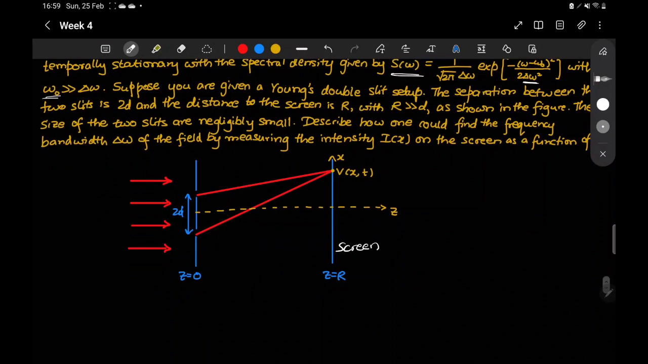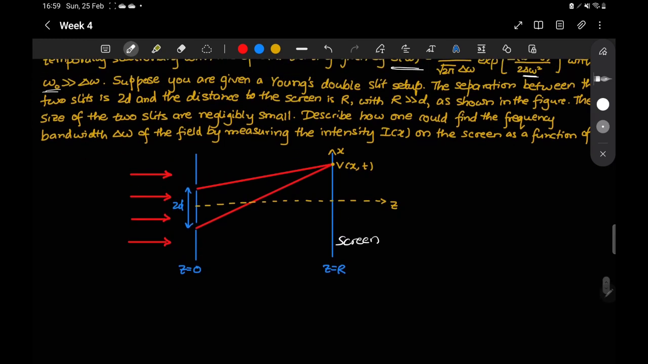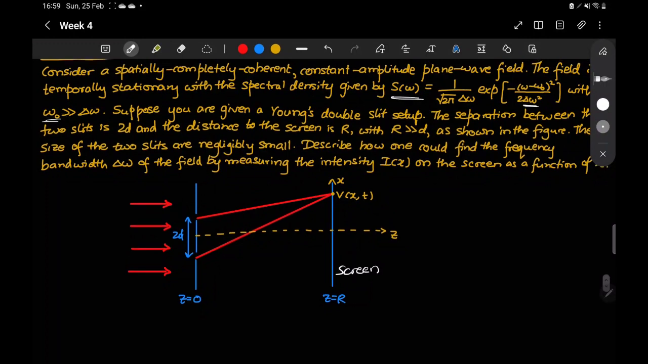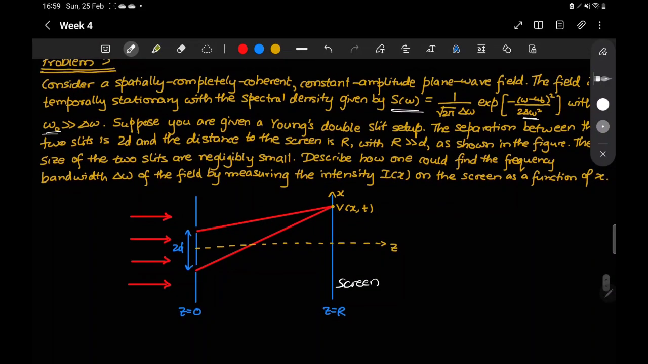So this is my figure. This is the Young's double slit setup. We have two slits over here separated by a distance 2D in the plane z equal to 0. We have the screen in the plane z equal to R, and we want to measure the intensity over here as a function of spatial position on the screen x. And by measuring this intensity, we want to find out the bandwidth delta omega of the input source.